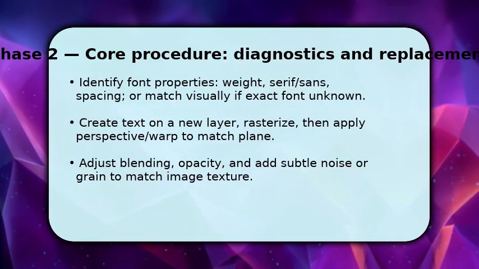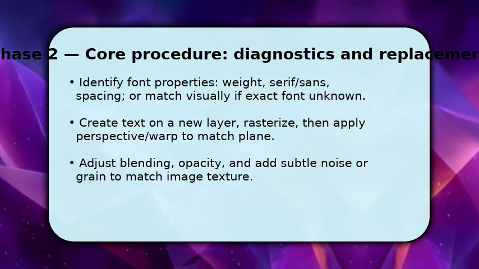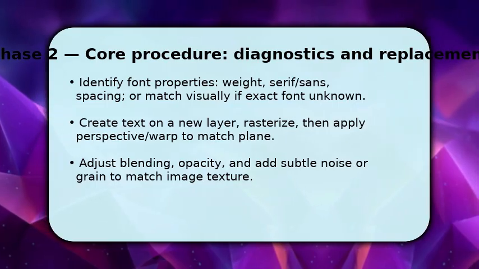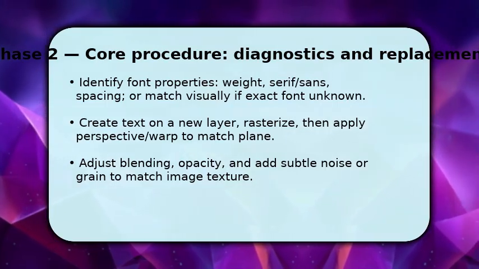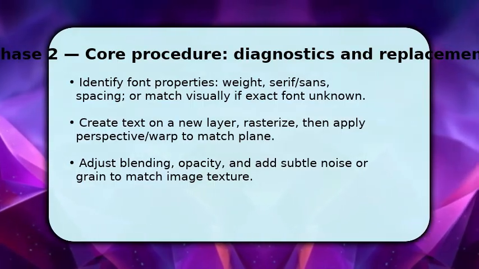Type on a new layer, then rasterize and use perspective or warp transforms to align the letters with the scene plane. Watch vanishing points. Once aligned, adjust layer blending, opacity, and apply subtle grain or a slight blur so the text integrates with image noise. Make sure lighting direction and shadow behavior match the surrounding area for realism.